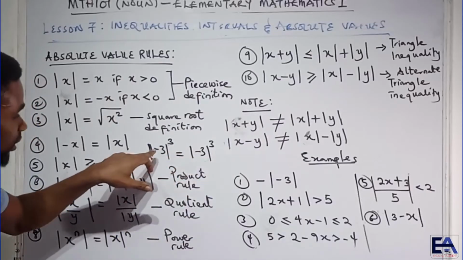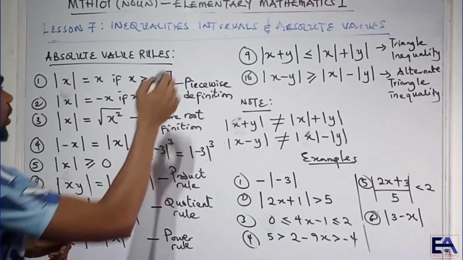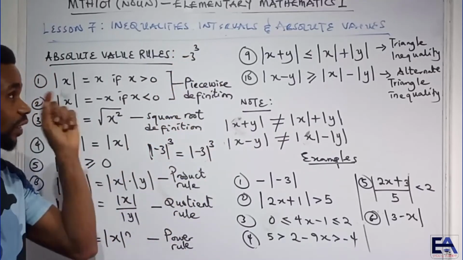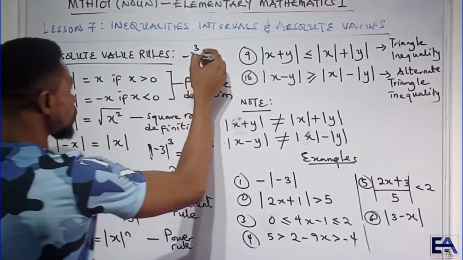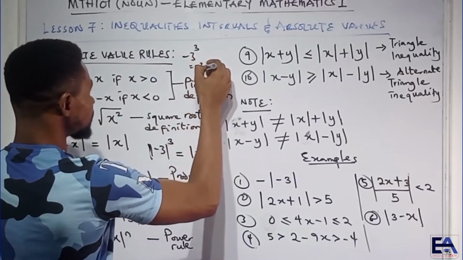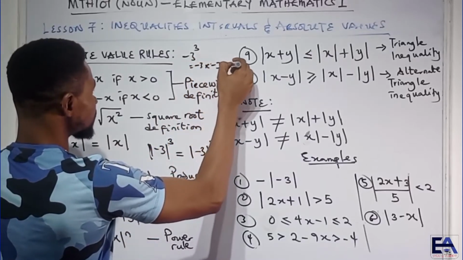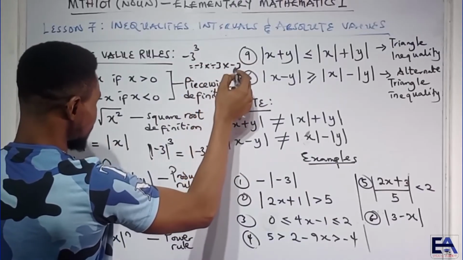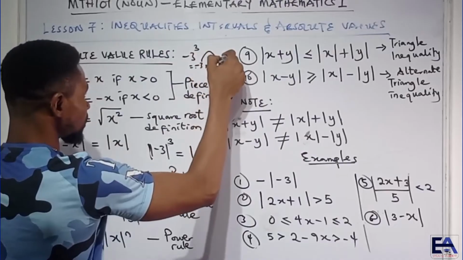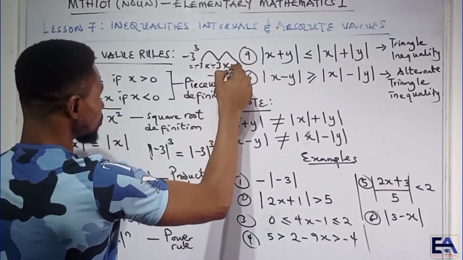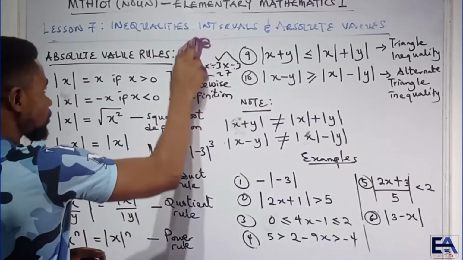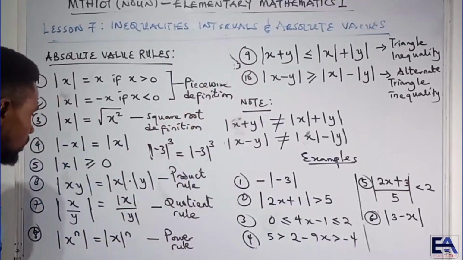But if this absolute value symbol was not there, negative 3 raised to power 3 would have given us negative 27, because it would have meant minus 3 times minus 3, then times minus 3. Minus times minus is plus, then plus times minus is minus. Then 3 times 3 is 9, 9 times 3 is 27, so it would have given us negative 27. Just get it like that.